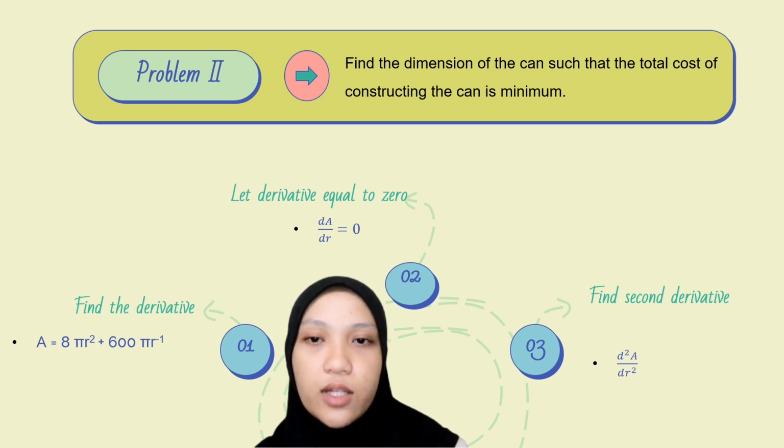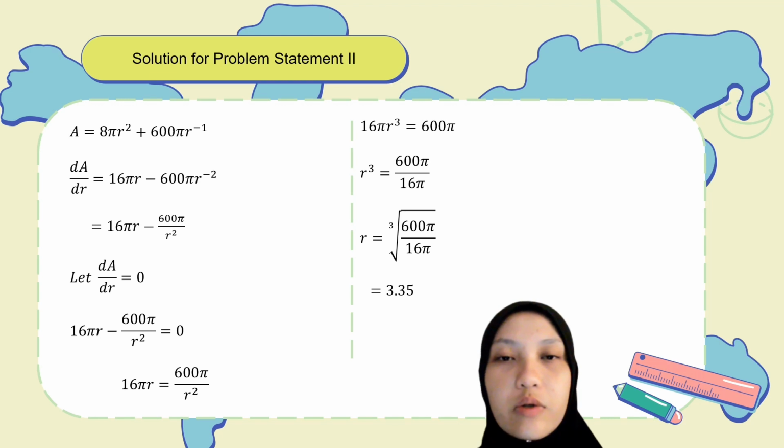Next, let the derivative dA over dr equal 0, and we have to find the second derivative. We show how to solve the problem for two domains. To solve this problem, we need to find the derivative dA over dr for A equal to 8 pi r to the power of 2 plus 600 pi r to the power of negative 1.